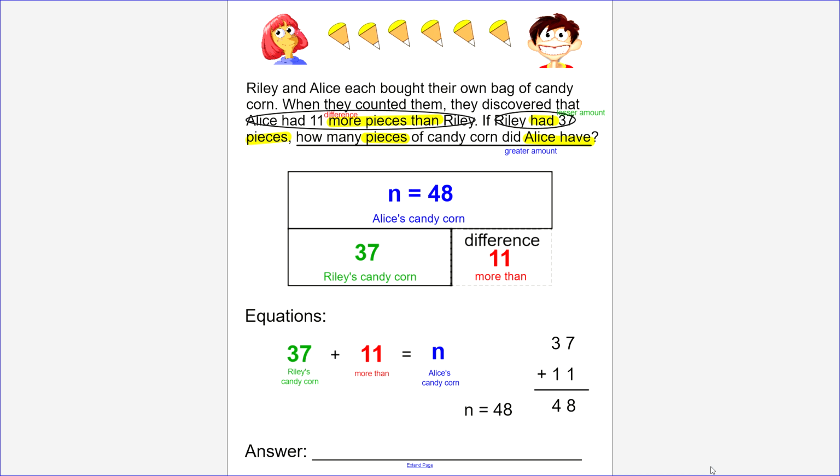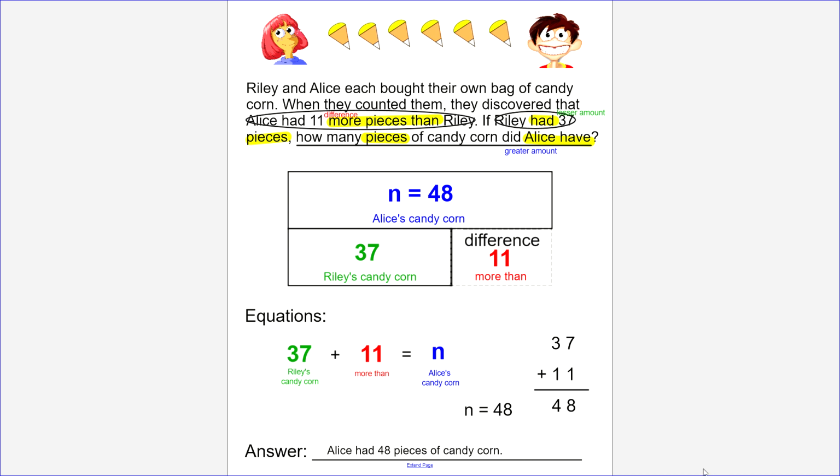The last thing we need to do as we're solving this problem, third grade, is write an answer in words. After all that hard work, I kind of forgot what the question asked. So let's quickly look back. Oh yes, the question says, how many pieces of candy corn did Alice have? How could we write that answer? Well, we could say, Alice had 48 pieces of candy corn.